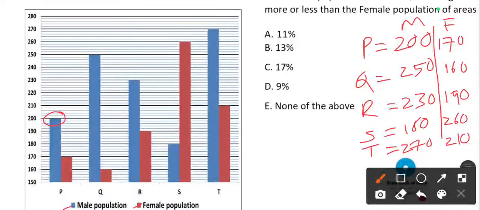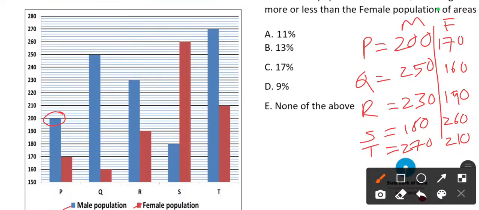Question, bro. Have you noted the table? Let me note the table. The software doesn't keep this table, so I need to erase it. Let me note the values. In my book, males: 200, 250, 230, 180, 270, and females: 170, 160, 190, 260 and 210. Okay, I have noted the table.